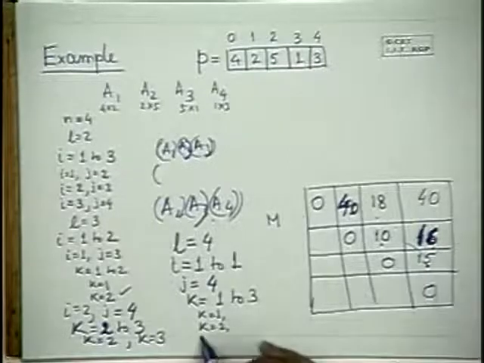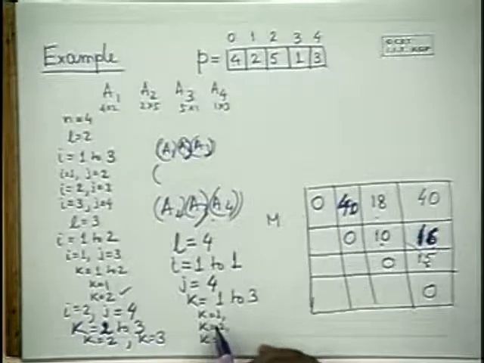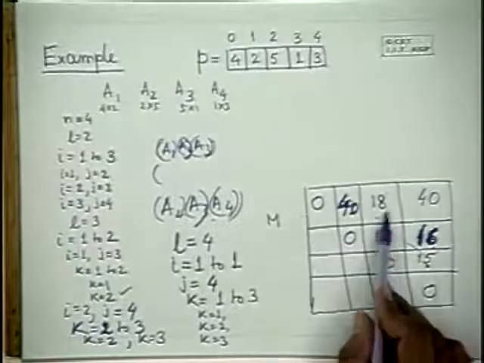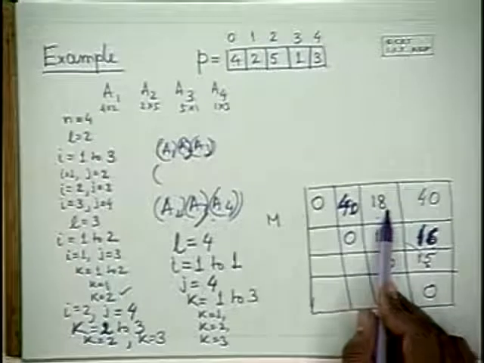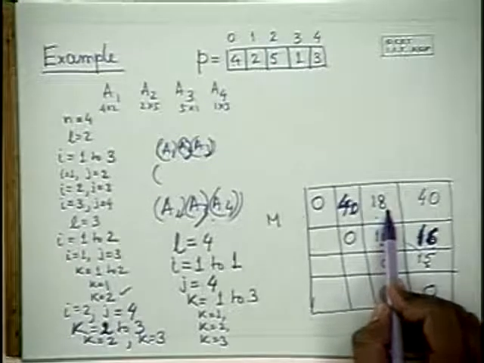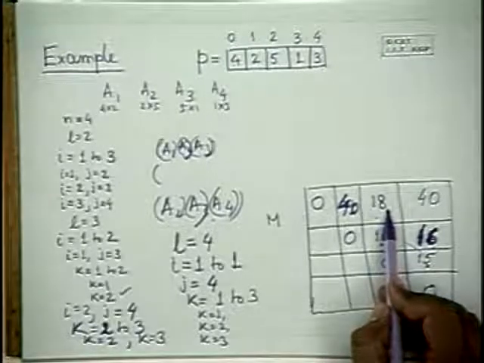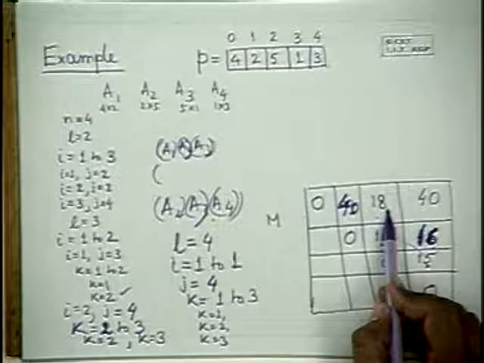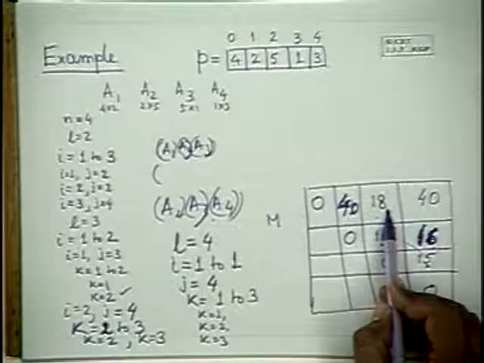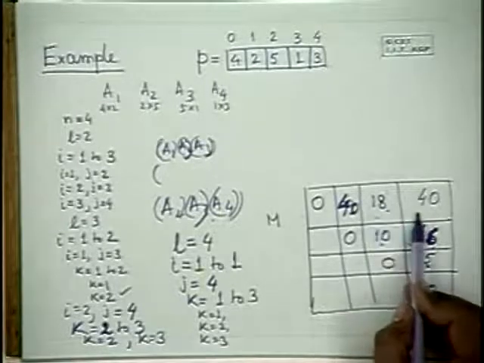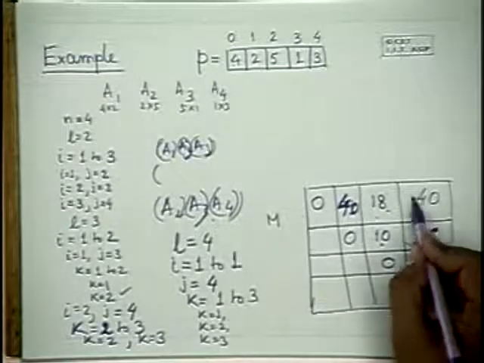So let's take now K is equal to 3. K is equal to 3 means M[I][K] which is M13. M13 is 18 plus M44 which is 0. So 18 plus, tell me that one. It should be 12. Right? So 18 plus 12 is 30 and 30 is less than 40. So we just update 30.